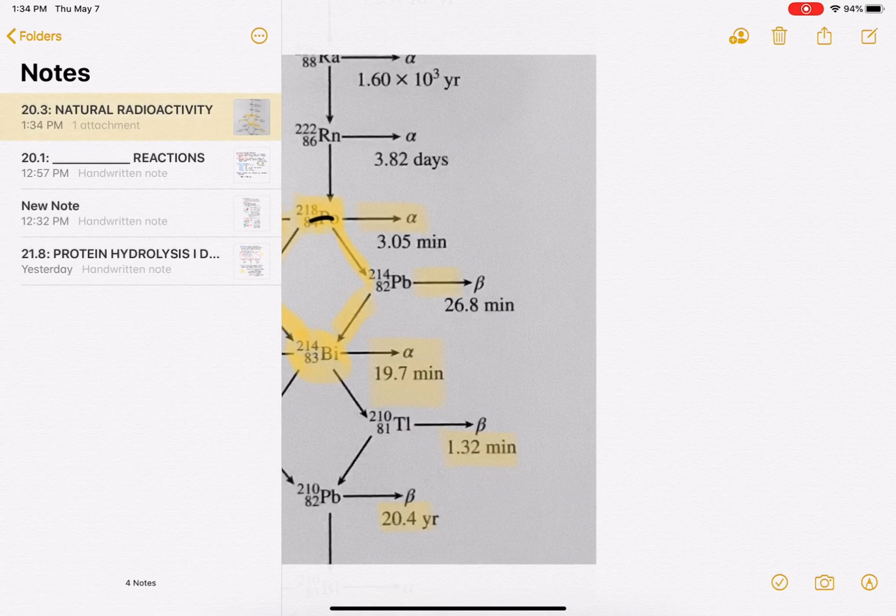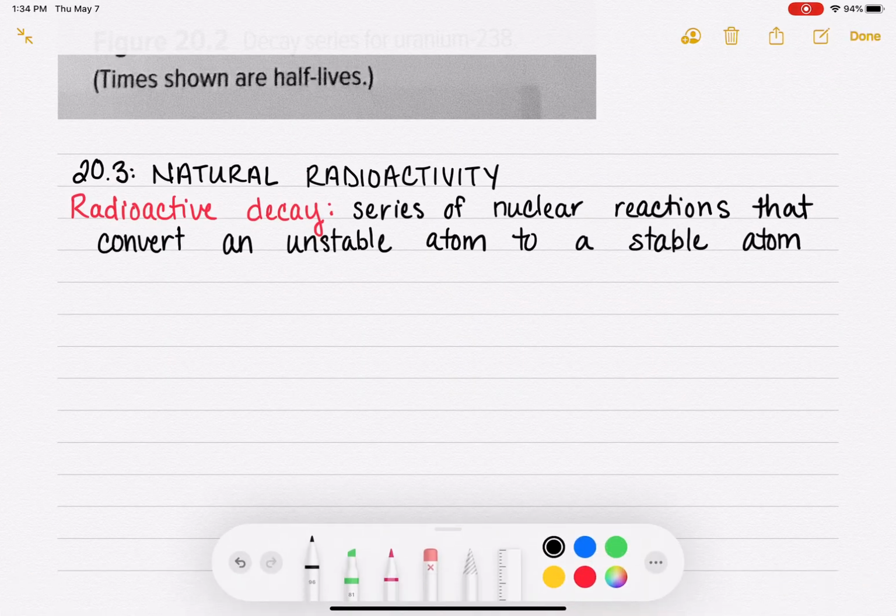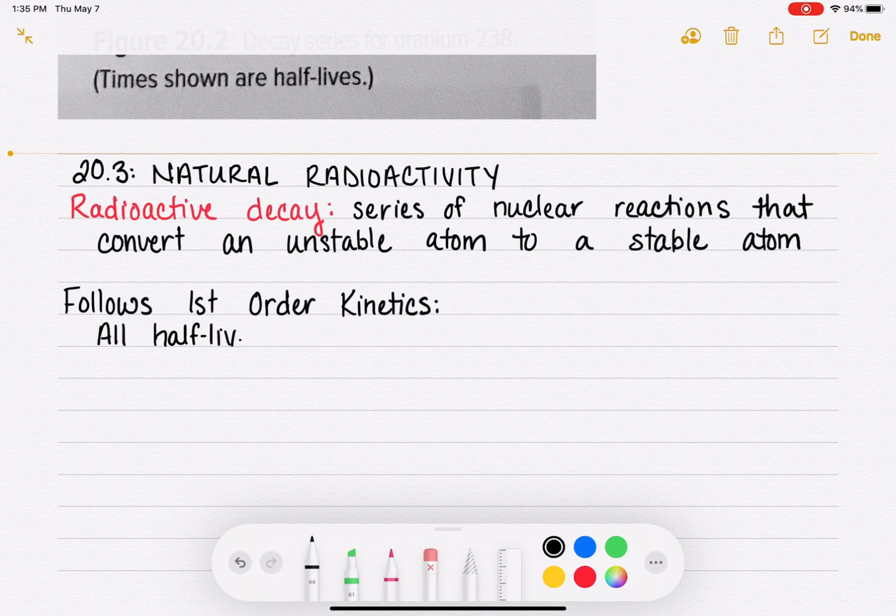In general, our radioactive decay undergoes first-order kinetics. And because we know it's following first-order kinetics, we know that the half-lives come from the equation T1/2 equals 0.693 over the rate constant K. That's the half-life for a first-order reaction. So knowing that our half-lives are going to follow this equation, we can measure the half-life of a radioactive substance, and we can use that to figure out its rate constant K.